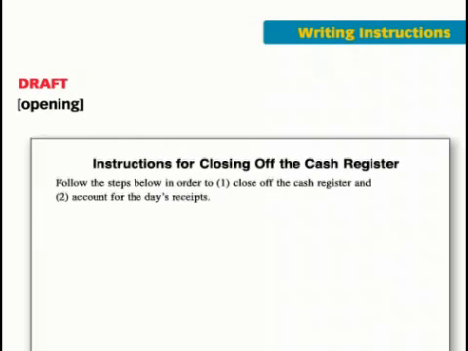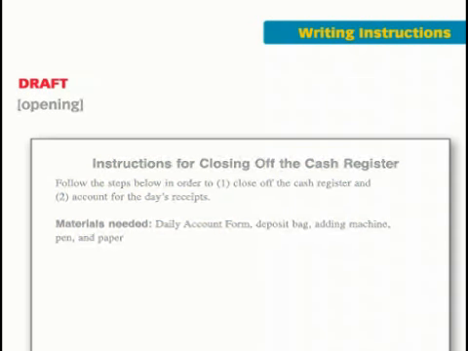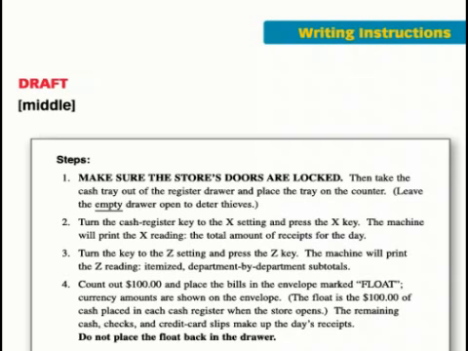Following the opening statement, list materials, equipment, and tools needed to get the work done. Together, the title, opening statement, and materials list complete the opening. Next, draft the middle of the document by giving the reader step-by-step instructions organized chronologically.